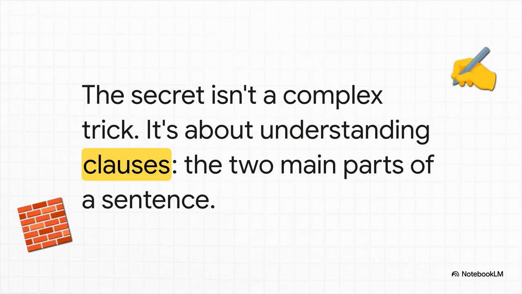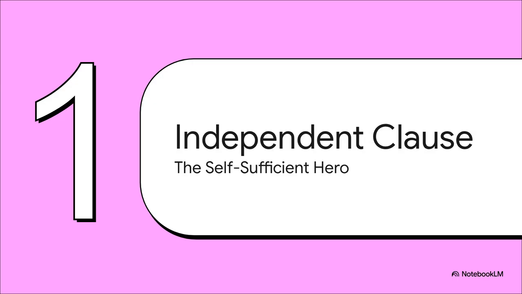And the solution? It's not some super complex grammar trick, I promise. It really just comes down to understanding the two main parts of any sentence, the independent clause and the dependent clause. The easiest way to think about them, they're like the hero and the sidekick of your writing. So first up, let's meet the hero of our story, the independent clause. This guy is the solid foundation of any good sentence. It's the part that can stand completely, 100% on its own.